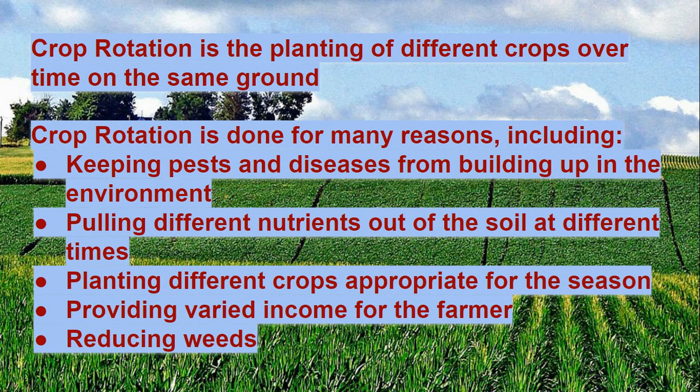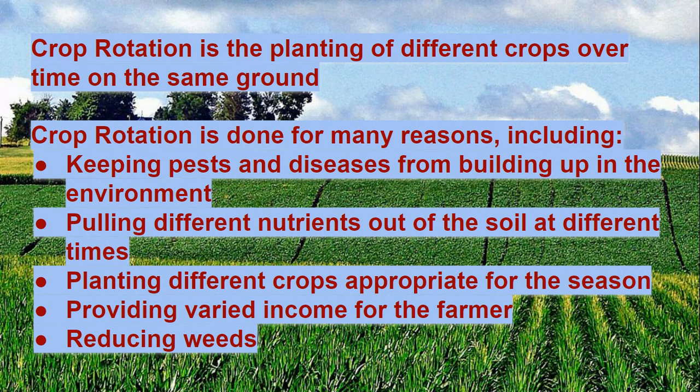Fourth thing, providing varied income for the farmer. This is the old putting all your eggs in one basket scenario. If you have a crop rotation, like we're going to talk about, you're going to have multiple crops every year rather than the same crop every year. So if the price of one of those crops collapses and you can't get any money or can't find a market for it, you have other options. You're not going to be without anything. You're not going to be completely screwed for that year.